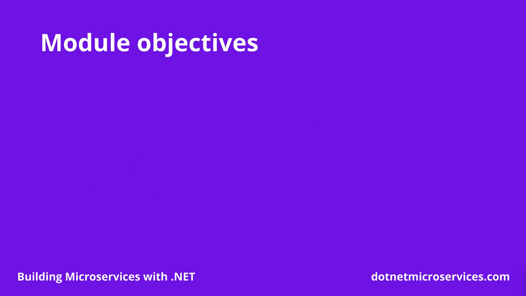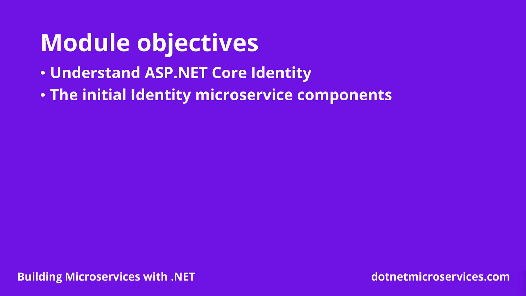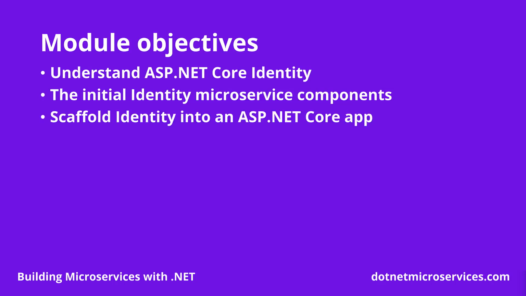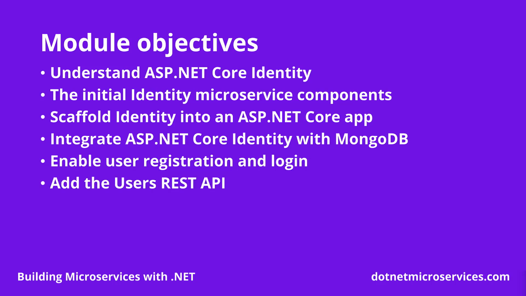By the end of this module, you will have a solid understanding of the following. What is ASP.NET Core Identity and how you can enable it in your ASP.NET Core apps? An initial high-level view of the components to be added to our upcoming identity microservice. How to scaffold identity components into an ASP.NET Core app. How to integrate ASP.NET Core Identity and MongoDB. How to enable user registration and login in our identity microservice. And how to enable a REST API to manage the users stored in our identity database. Let's get started.